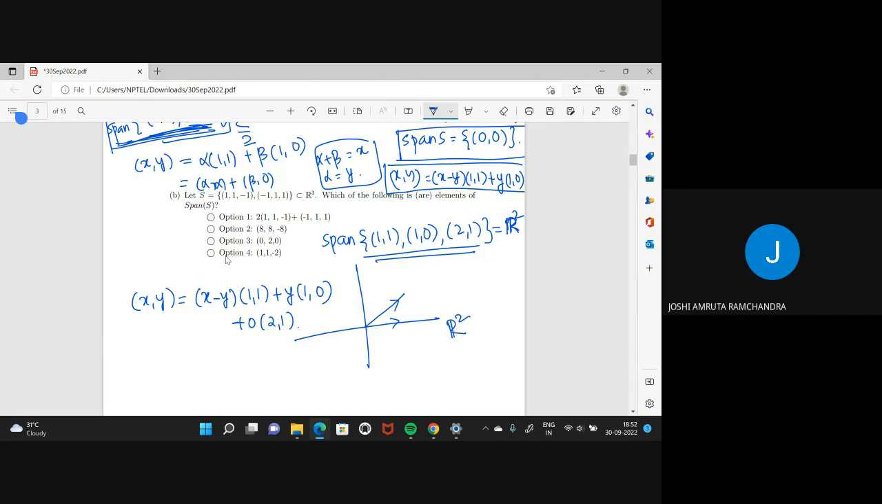And to understand any point in R2, say (x, y), how many directions do you need to know? Two directions. Only two directions. Why two directions? You need to know what the x component is and what the y component is, right? You need to know how far you have to go on the x-axis, and how far you have to go on the y-axis. Yes.